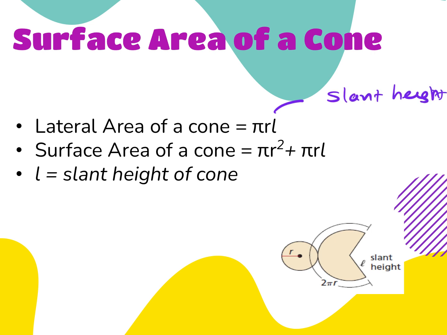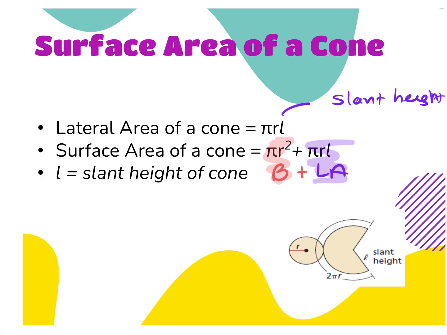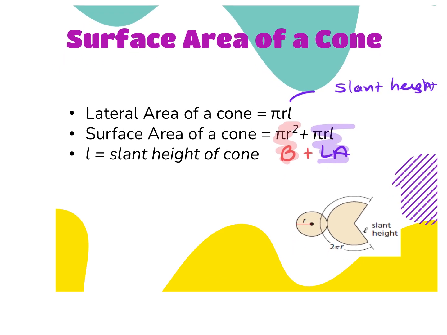And then for the total surface area or surface area, it's the area of the base, which is pi r squared, plus the lateral area, which is that pi rl. So this is the base shape, it's a circle, and then this is going to be your lateral area, or like the sides of the cone. And again, the L there is the slant height.